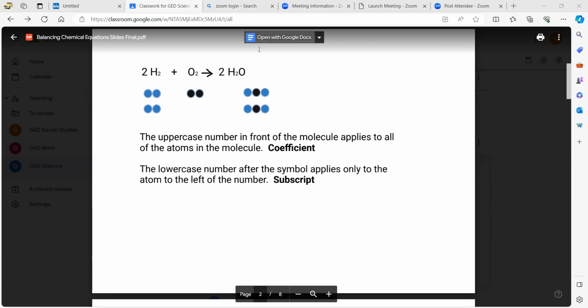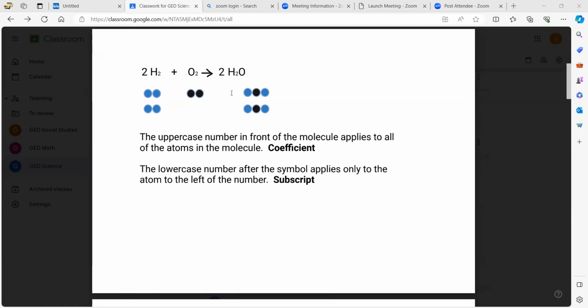So if we look at this chemical equation here, you can see that I have an arrow here. The molecules on the left side of the arrow are called the reactants. The molecules on the right side of the arrow are called the products. So notice that I have the same types of atoms on the left side as I do on the right side. I have hydrogen atoms and oxygen atoms on the left side, and hydrogen and oxygen atoms on the right side. That has to do with the law of conservation of mass.